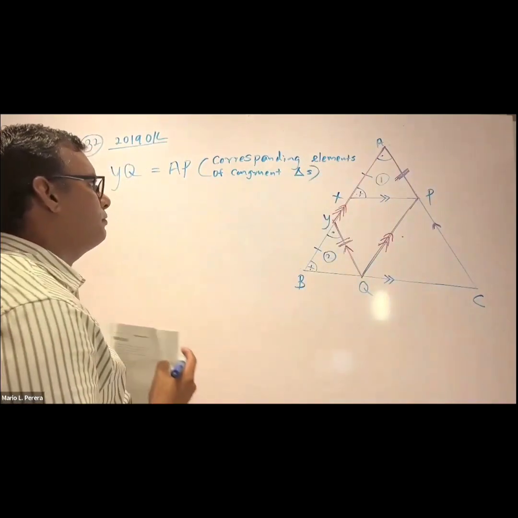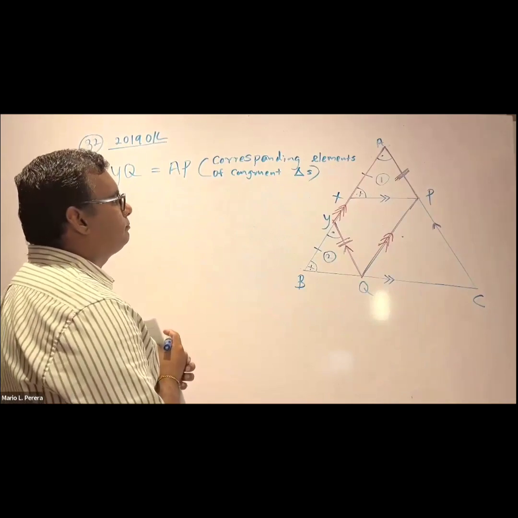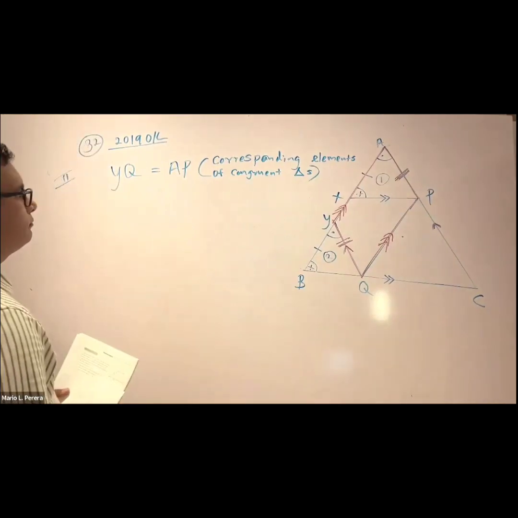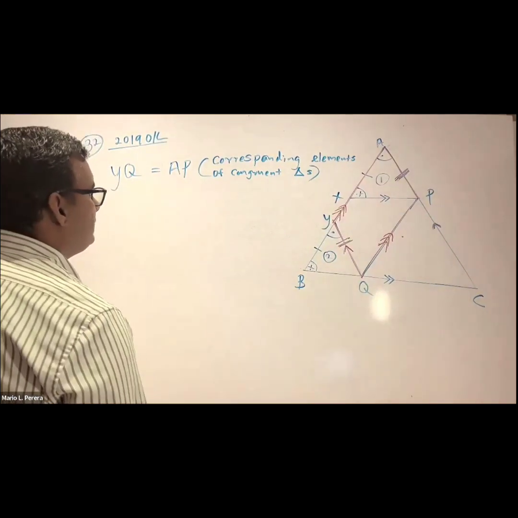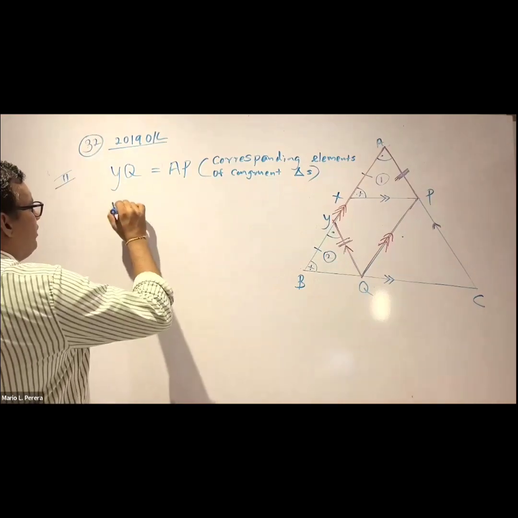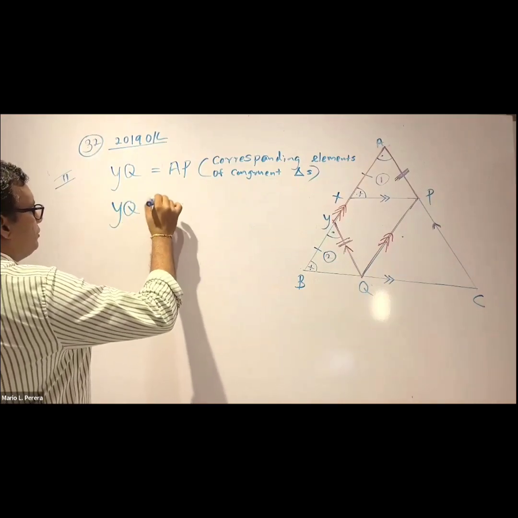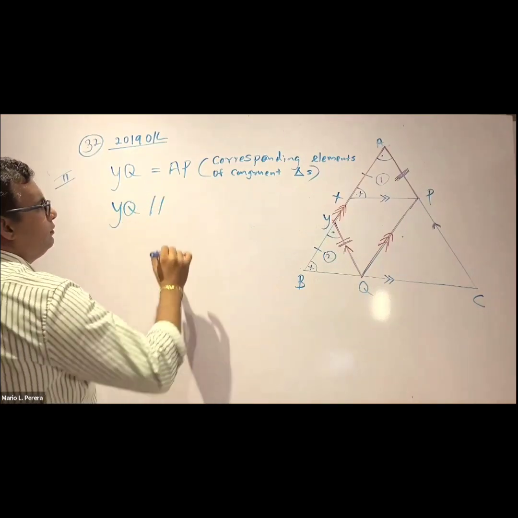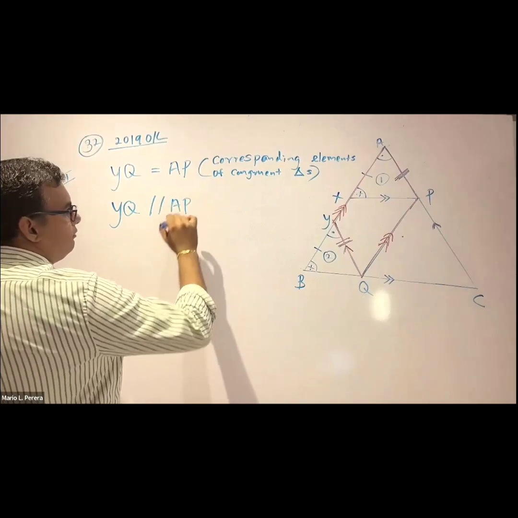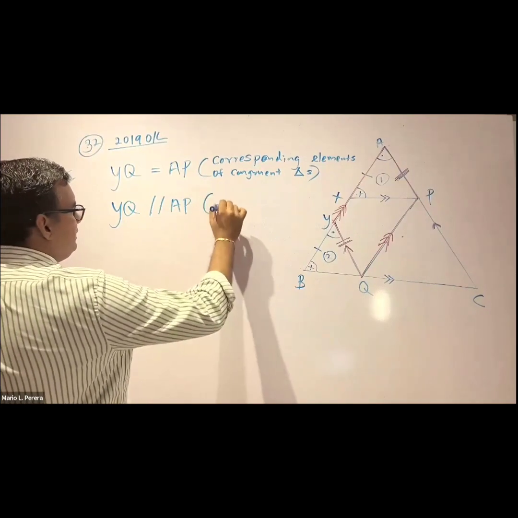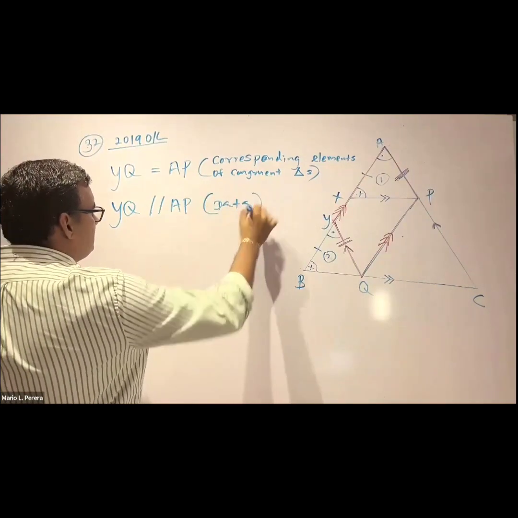Corresponding elements of congruent triangles. Then I say YQ is also parallel to AP. The reason is data, that it is parallel, because it is given.